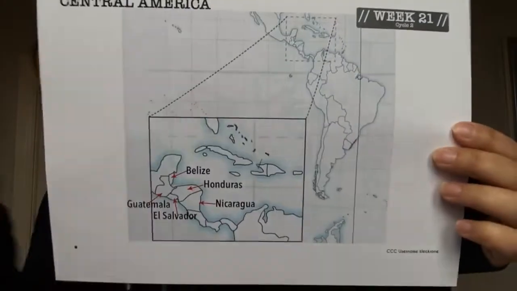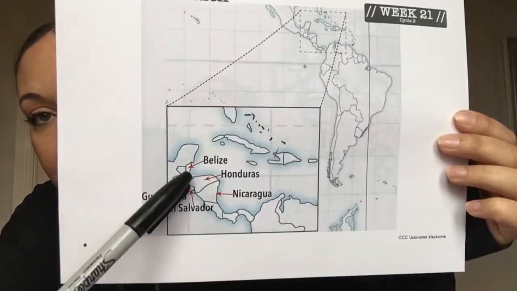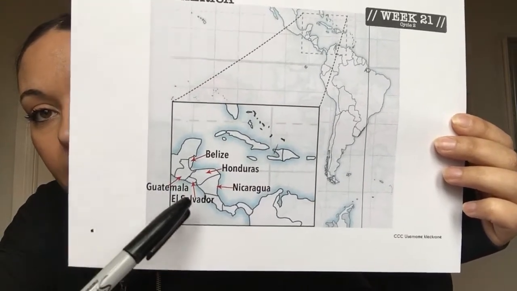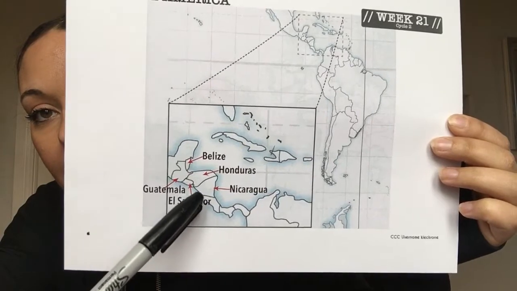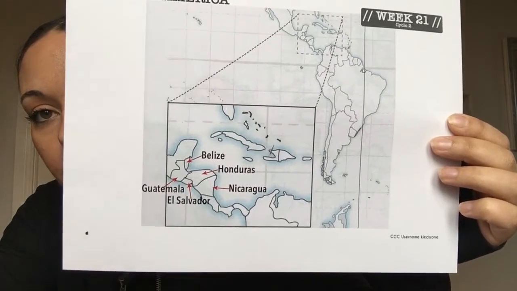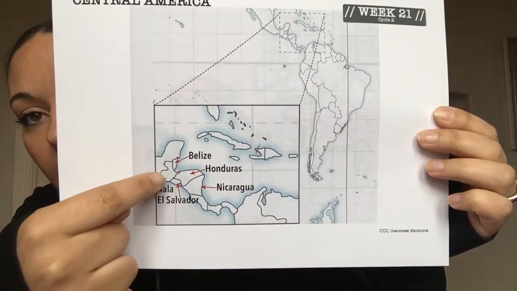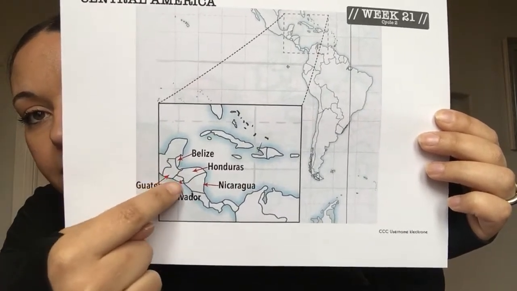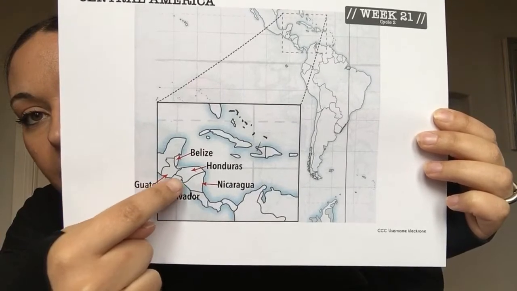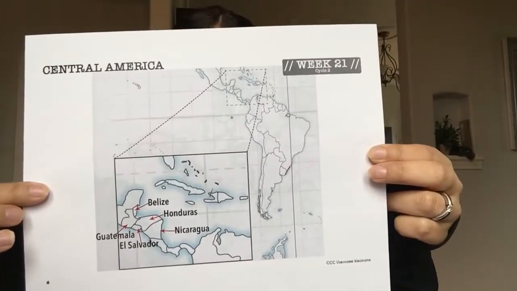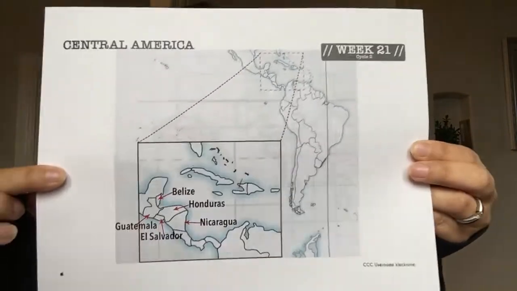For geography, we have Central America. And we are learning about where Belize, Honduras, Guatemala, El Salvador, and Nicaragua are. So Belize is the little one here. Then we have Honduras over here. Guatemala, El Salvador is this other little one down here at the south, and then Nicaragua. We're going to sing this to the tune of If You're Happy and You Know It. And it sounds like this.